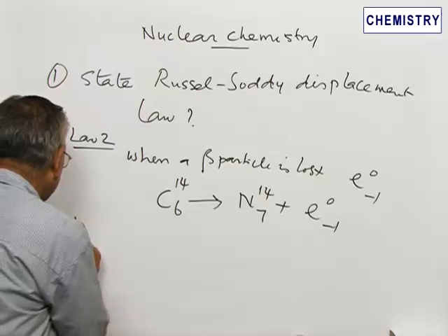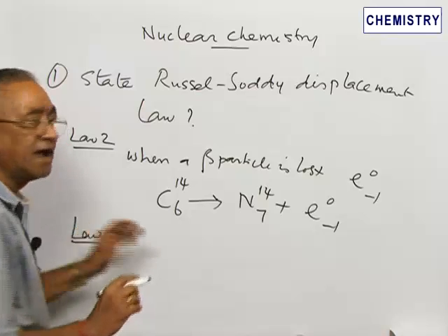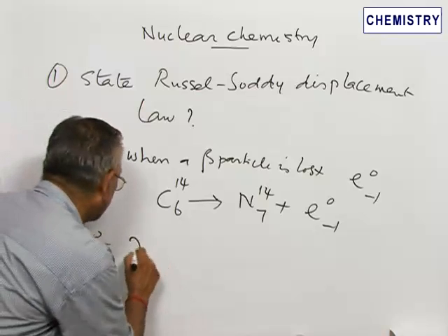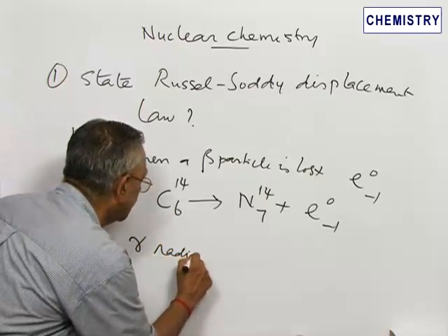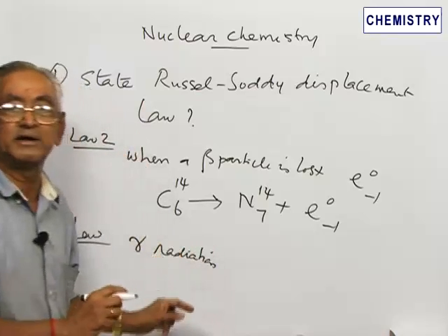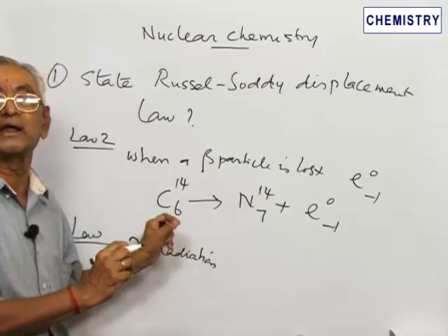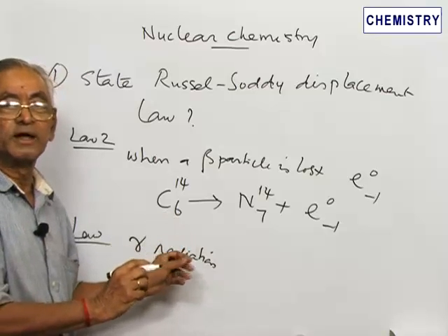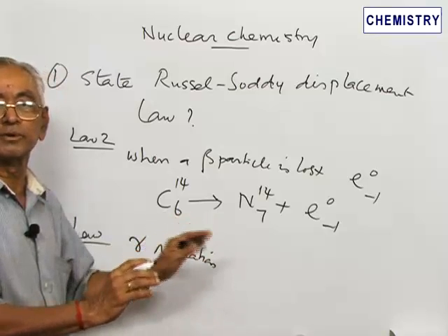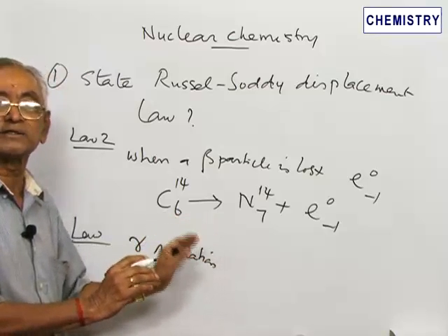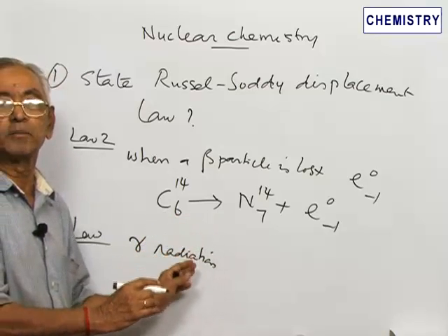As far as law 3 is concerned, there is only gamma radiation. Gamma radiation is nothing but electromagnetic radiation, or light rays of very high energy. Therefore, there is no change in the mass and no change in the position of the element. The only thing is that a lot of energy changes occur during a gamma radiation process.